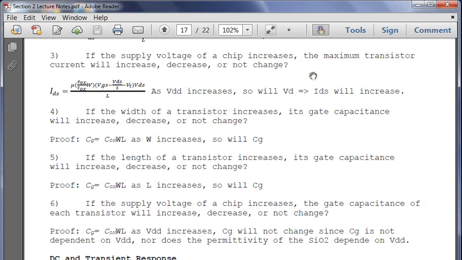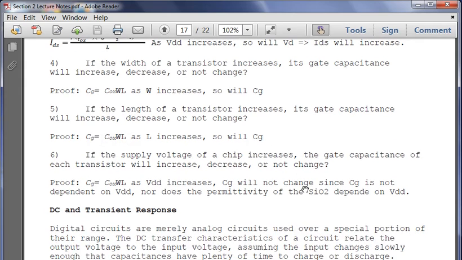Number 4, if the width of the transistor increases, its gate capacitance will increase, decrease, or not change. We know the width of the transistor is related to the gate capacitance by the oxide capacitance per unit area times width times length. So as W increases, so will gate capacitance. Number 5 follows: if the length of the transistor increases, its gate capacitance will increase, decrease, or not change. Again, we use L. L increases, so does CG.